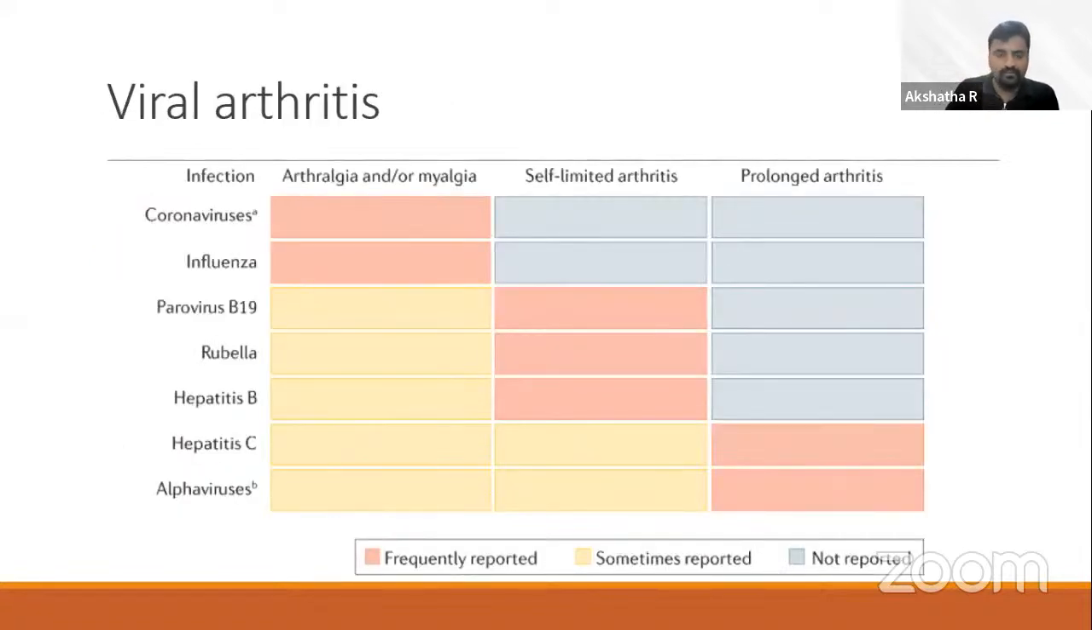So how do various viral arthritis present? If we come to coronavirus or influenza virus, usually we see arthralgias and myalgias, and rarely we will have prolonged arthritis. However, if we take up parvovirus infection, rubella or hepatitis B, it leads to self-limited arthritis. And various alpha virus infections like dengue and chikungunya can lead to prolonged arthritis.